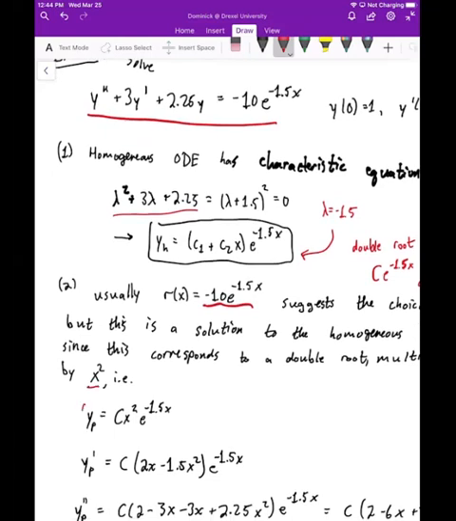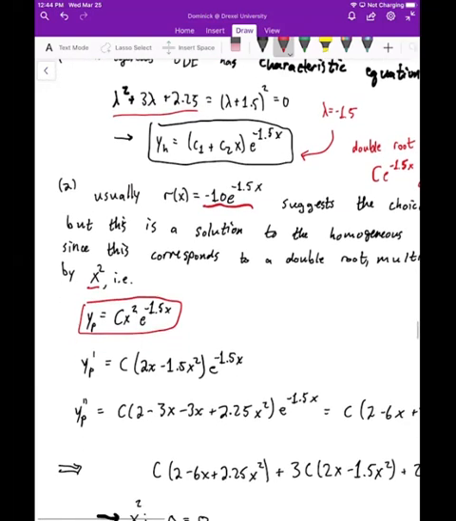So that means that our choice for our particular solution is going to be a constant times x squared times our e term. Then we find the appropriate derivatives. So y prime will, of course, be 2x minus 1.5x squared times e to the negative 1.5x. This is all derived, of course, using the product and chain rules.